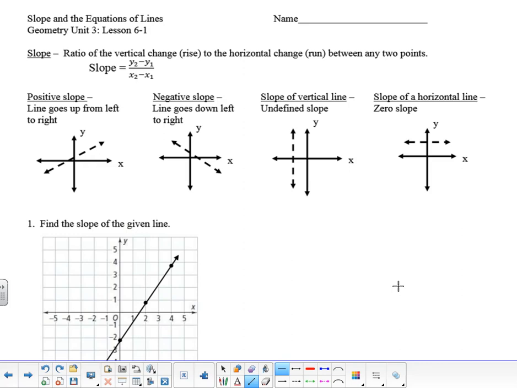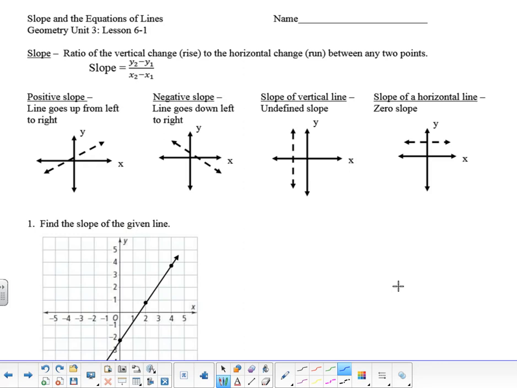We're in Lesson 6, and we're going to look at slope and the equations of lines, and hopefully a good bit of this is actually some review from things that you've done in algebra, and we can move pretty quickly through it here. But first thing is, the slope is the ratio of the vertical change to the horizontal change between any 2 points. And we have a slope formula.